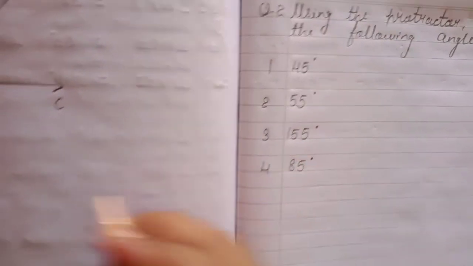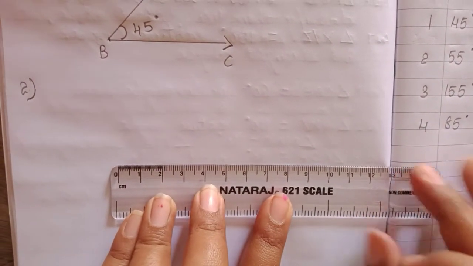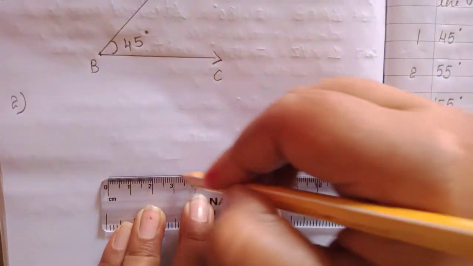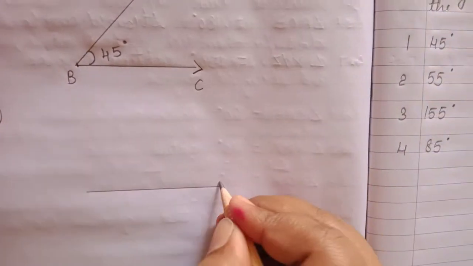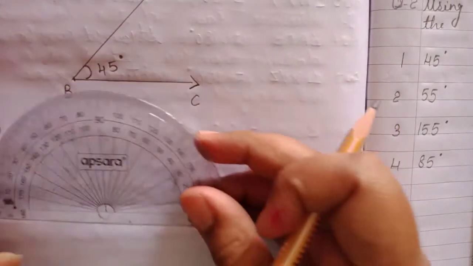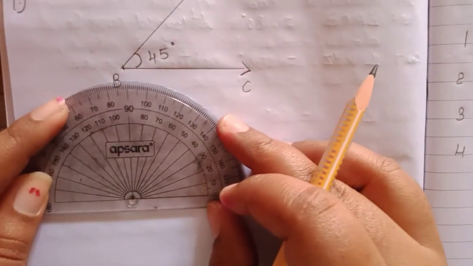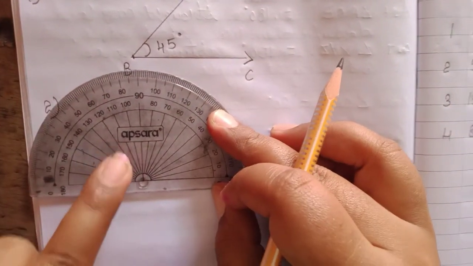Okay. Now number 2, it is 55 degree. So here we will write number 2. With the help of a scale first we will draw a ray. You can take any measurement. We will put the end point. Now with the help of the protractor we will keep the center point on the end point, and now we have to construct a 55 degree angle.